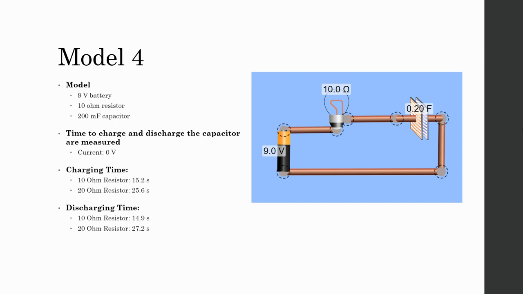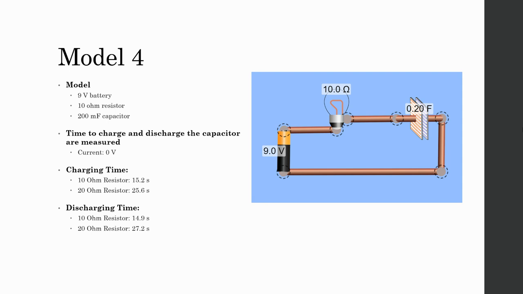In the fourth circuit, a 9 volt battery, 10 ohm resistor, and 200 millifarad capacitor were used. Using a stopwatch, the charging and discharging time can be measured. The charging time when there is a 10 ohm resistor is 15.2 seconds and 25.6 seconds when it is 20 ohms. The discharging time when there is a 10 ohm resistor is 14.9 seconds and 27.2 seconds when it is 20 ohms.